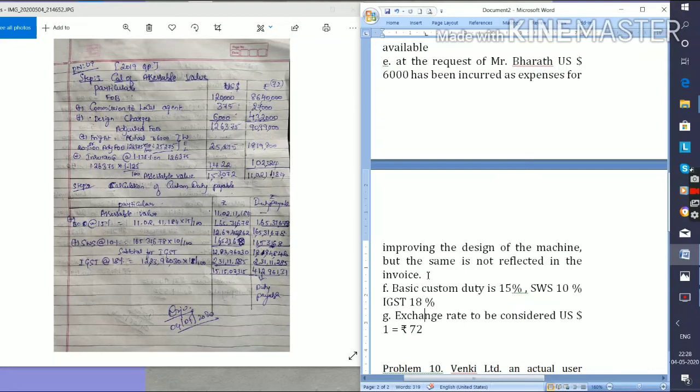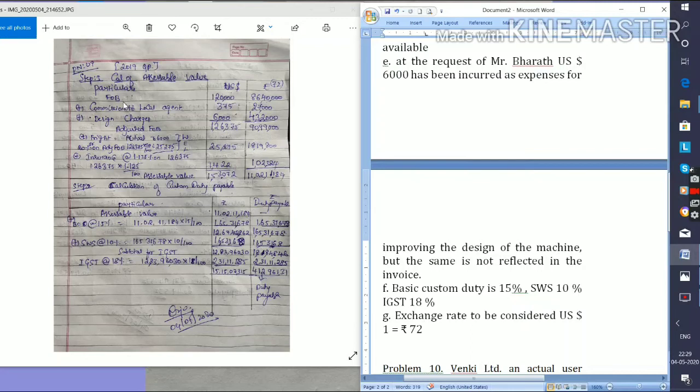Next, the basic customs duty is 15%, which we have to calculate on the assessable value. SWS on BCD, IGST on subtotal of IGST. Right? There is only one exchange rate that is considered, $1 is equal to 72 rupees. A very simple problem. Go through this. Then we will see now.